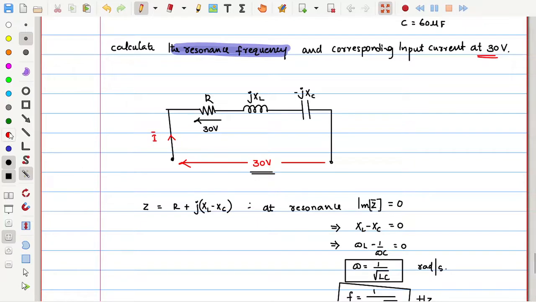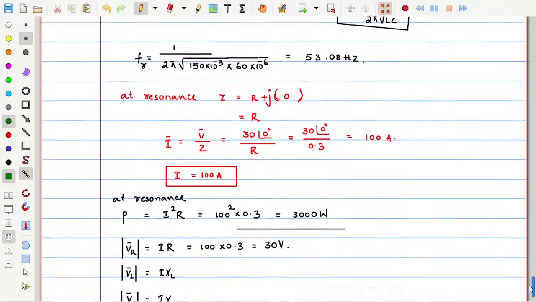What does it mean? It means that the voltage across this entire combination, across the inductor and capacitor, is 0 volts. So 30 plus 0 is 30. But it doesn't mean that the voltage across the inductor is 0 and the voltage across the capacitor is 0. There may be some voltage. Let us see how much is that voltage.